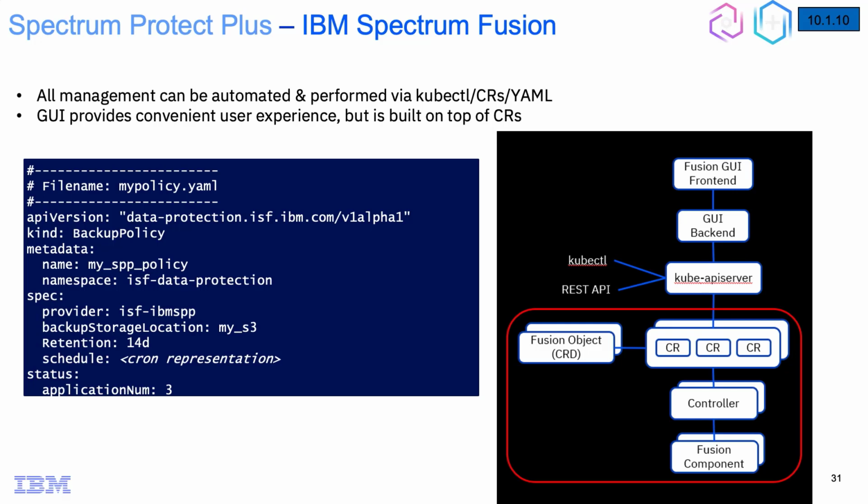So as I mentioned in the previous slide, this is a new set of custom resources and YAML that was dictated by the way Fusion manages Spectrum Protect Plus. You will either be able to interface with Spectrum Protect Plus through the Fusion UI, or if you want to use a command line and YAML, you'll be able to change these custom resources by editing the YAML and control Spectrum Protect Plus that way.